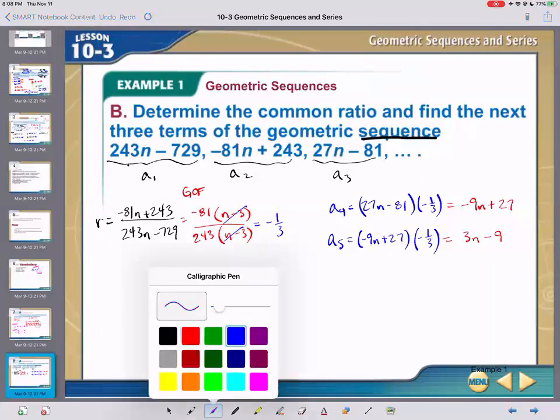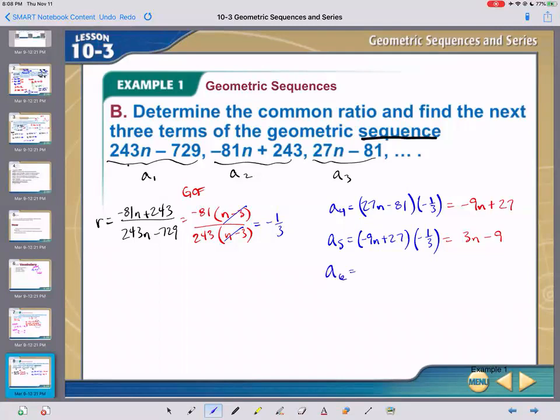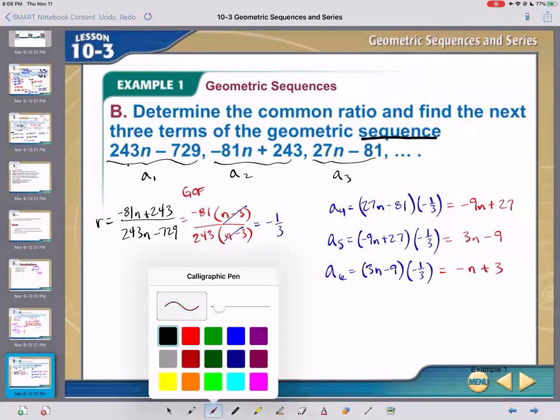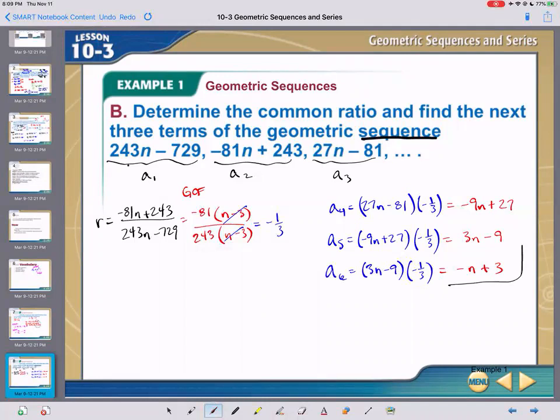And finally, the sixth term and the final term. You take that 3n minus 9, and we're going to multiply that times negative 1/3. And lo and behold, let's see what we get. 3 times negative 1/3 is negative 1. So just negative n, negative 1n. And then I would have plus 3. And so these would be my values right here. That would be terms 4, 5, and 6.